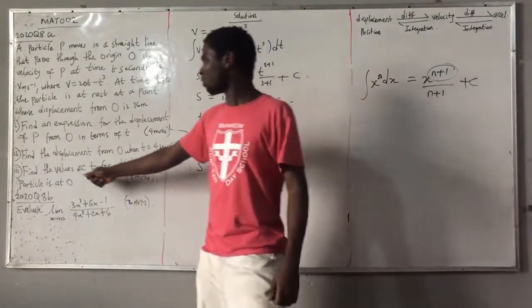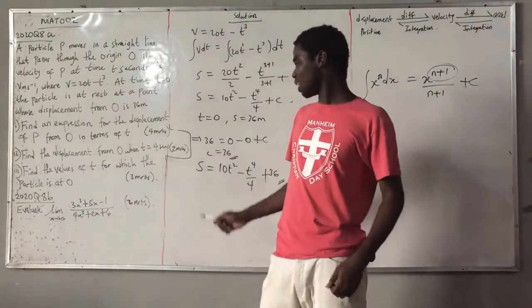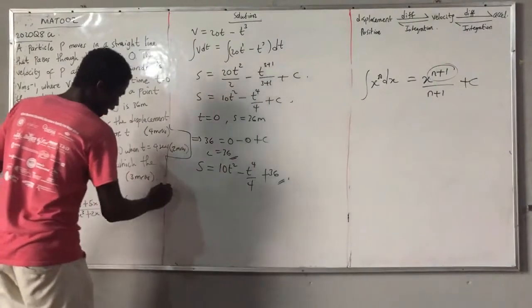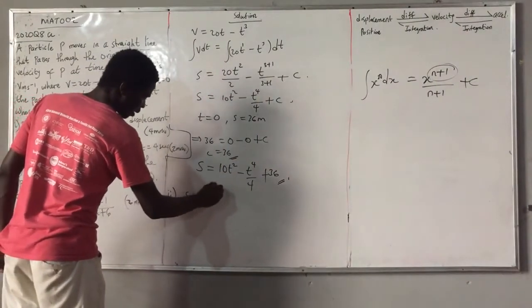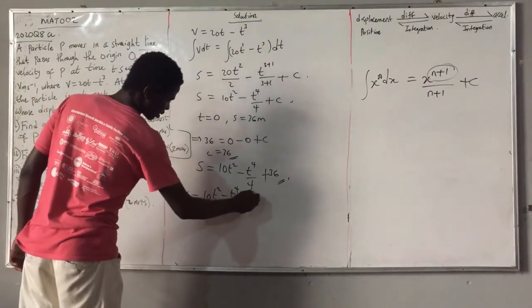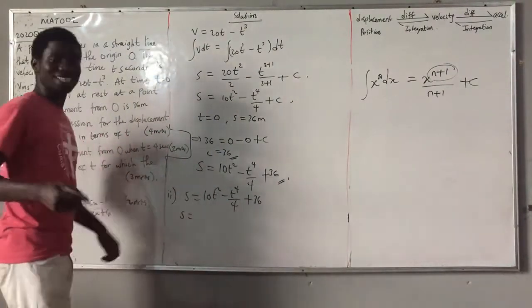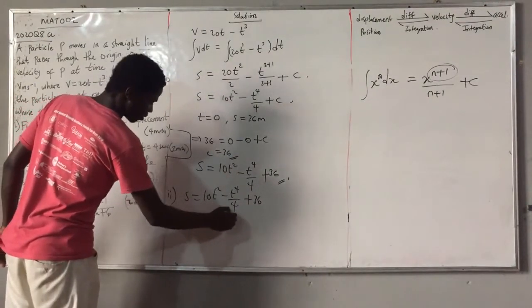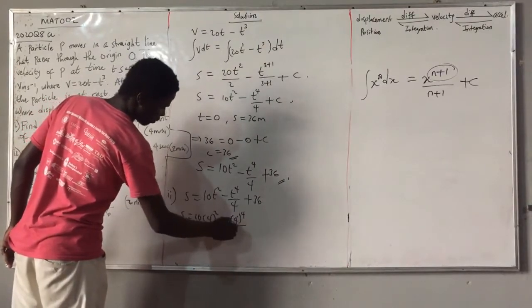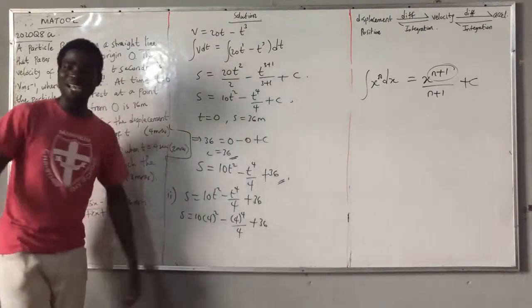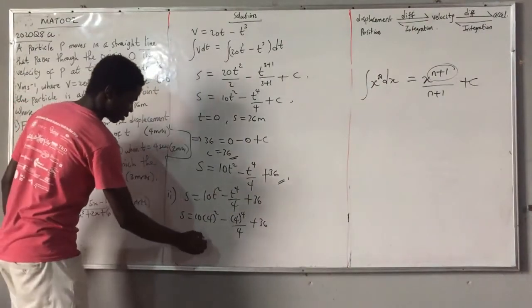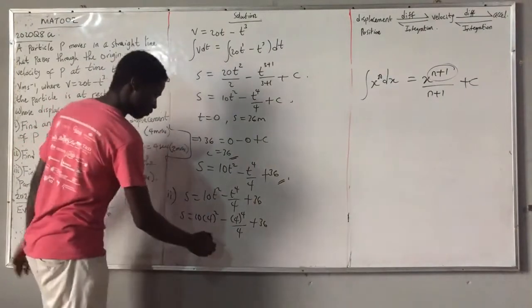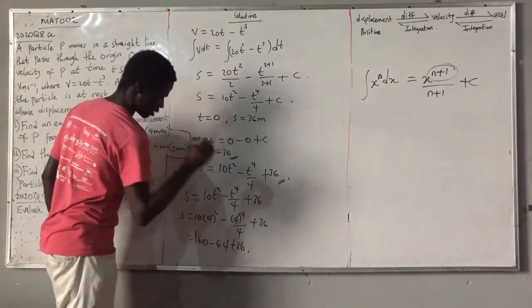So now for the second one, they say find the displacement from O when t is 4. That means for this second one, just put t to be 4 there. That's what they are asking you to do. So s equals 10t squared minus 3 raised to power 4 over 4 plus 36. Now they say t is 4, so this is 10 open brackets 4 squared minus 4 raised to power 4 over 4, plus 36. 4 squared is 16, 16 times 10 is 160. 4 raised to power 4 divided by 4 is 4 raised to power 3, which is 64, minus 64 plus 36.